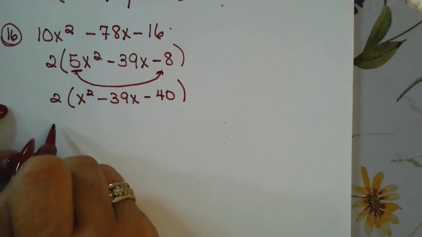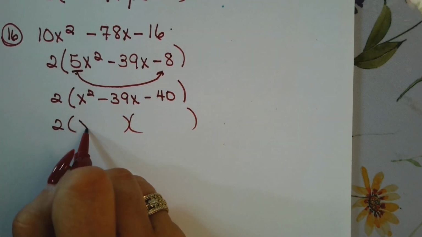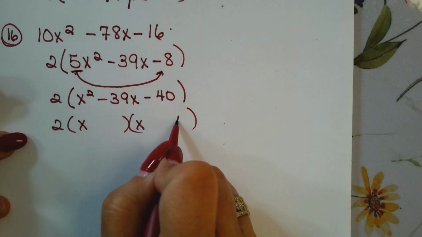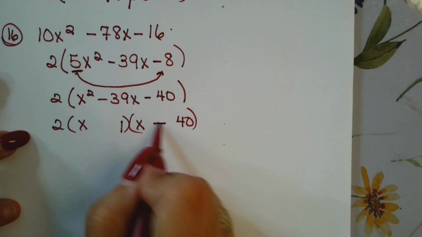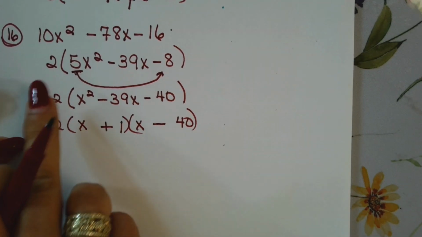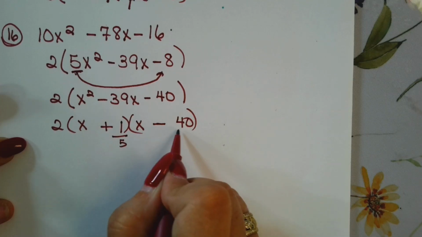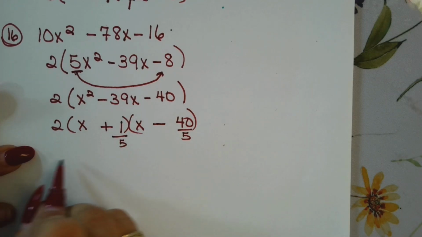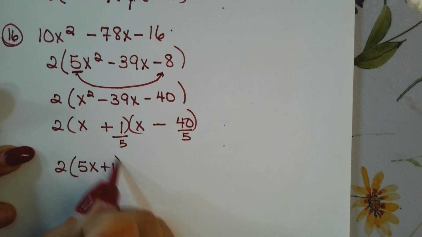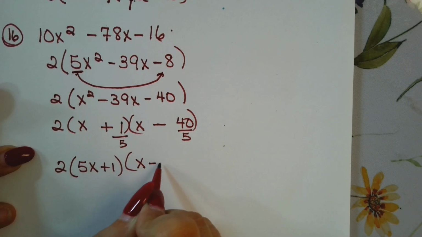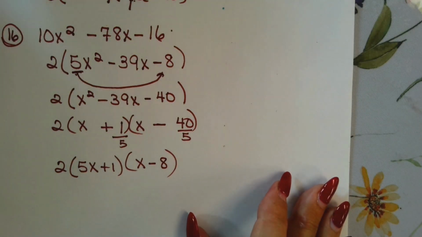And now we are looking for factors of 40 that give me 39. So 40 and 1. And this is negative, this is positive. Again, we multiply by 5. Now I have to divide here by 5. So this is going to become 2 times 5x plus 1, x minus 8. Okay, that was 16.